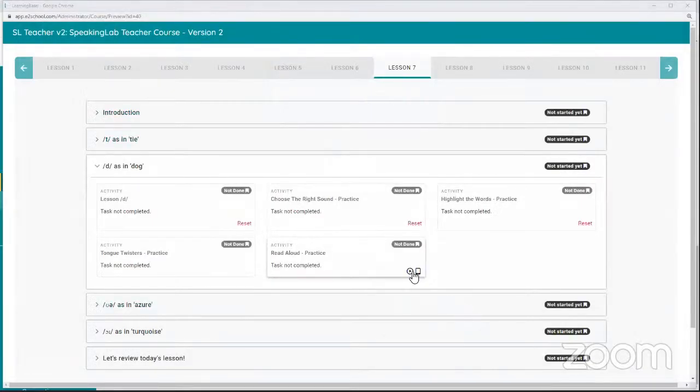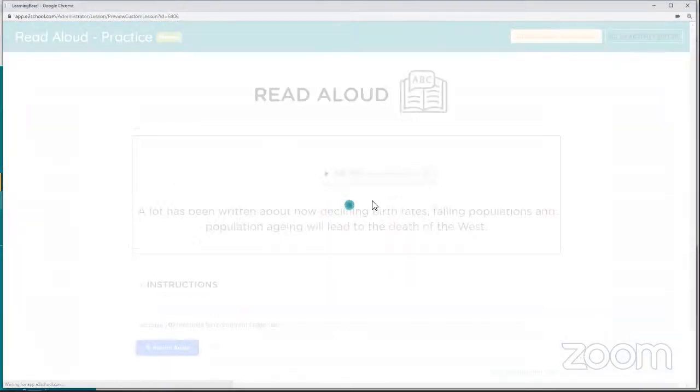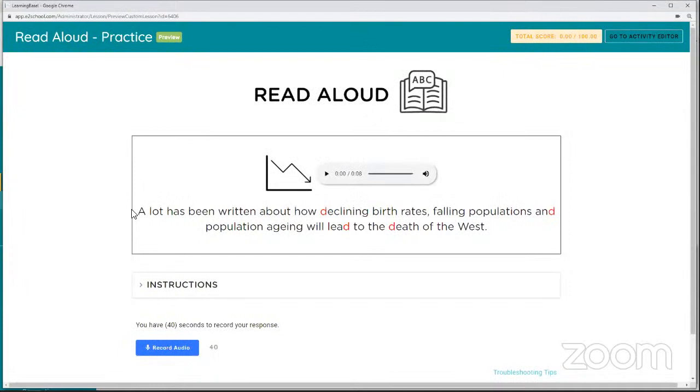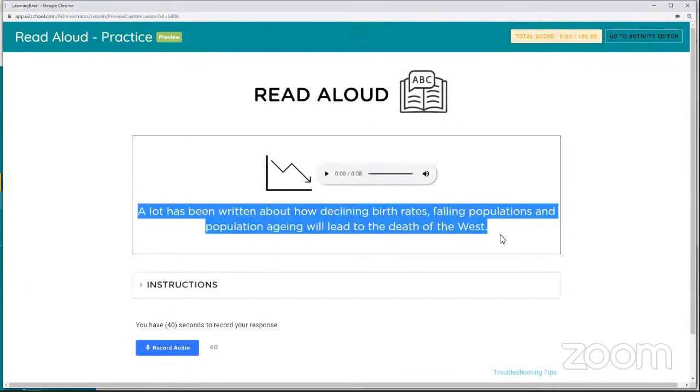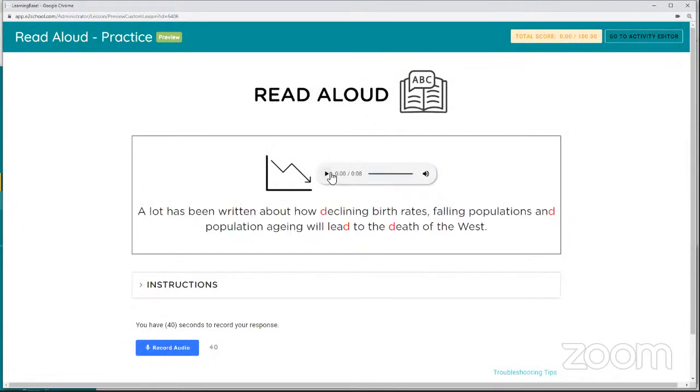Great. And read aloud practice in this one. Remember, read along silently for the first one and then read along with the native speaker for the second and third time. Here's the first time. A lot has been written about how declining birth rates, falling populations, and population aging will lead to the death of the West. Okay, now read along with the reader.